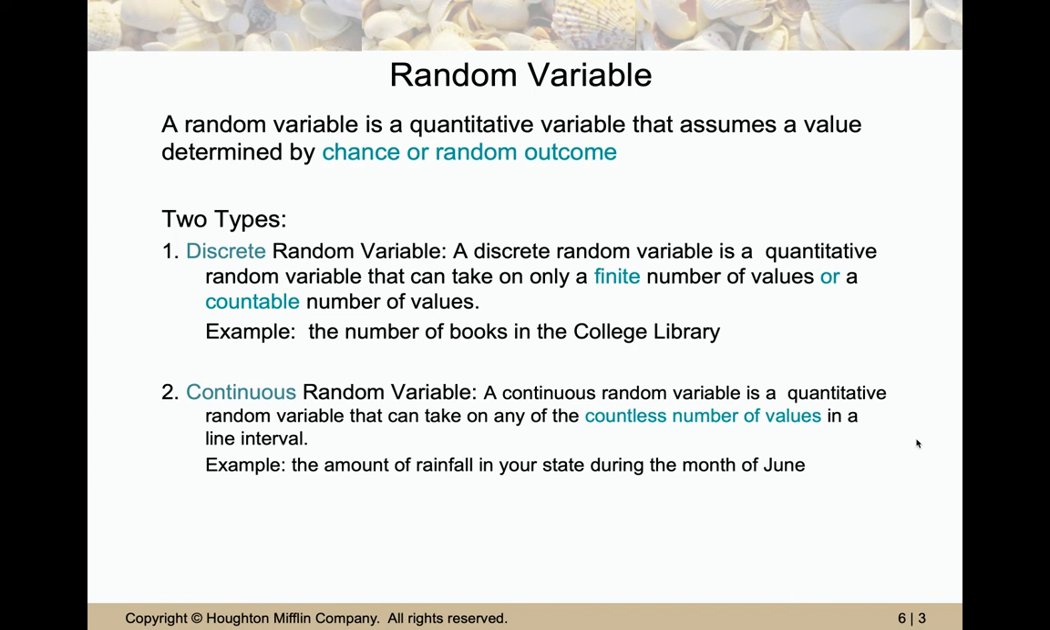Now, one rule of thumb that you can use, it's not always going to be the answer. If you can count it, it's a discrete random variable. If you're measuring, it is a continuous random variable.